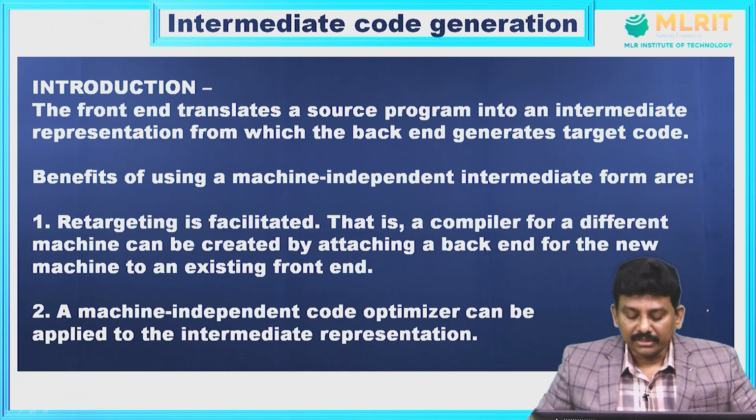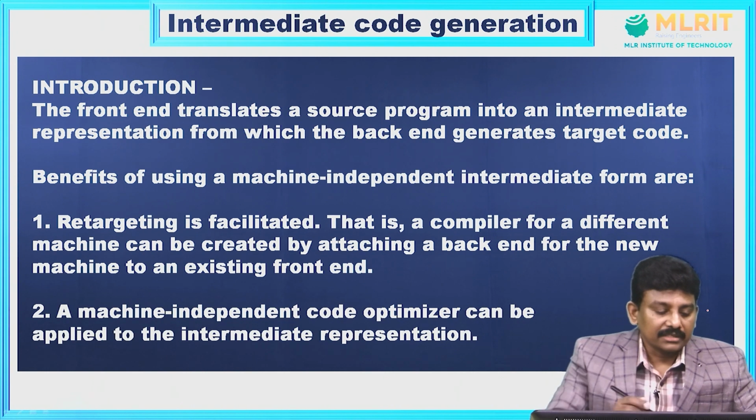The front end of the compiler deals with lexical analysis, parsing, syntax checking, and generating the intermediate representation. The back end will translate the intermediate form of the code into target machine code. So, what are the benefits of using intermediate forms? Mainly two benefits. One is that retargeting is facilitated.